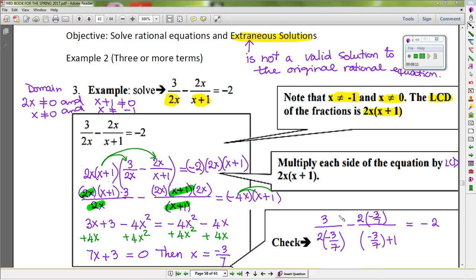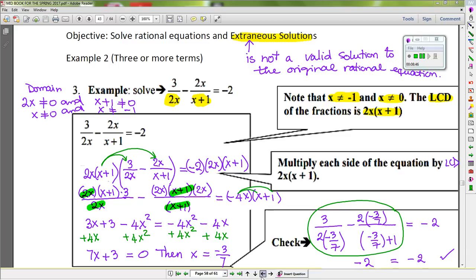Now you can put this expression in your calculator and check it, and you will see that the left hand side expression will give you negative 2. So therefore negative 2 equals negative 2 on the right side. So this is a check. So we can conclude that our solution is for sure x equals negative 3 over 7.